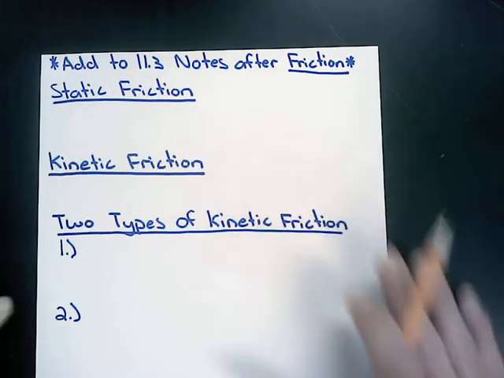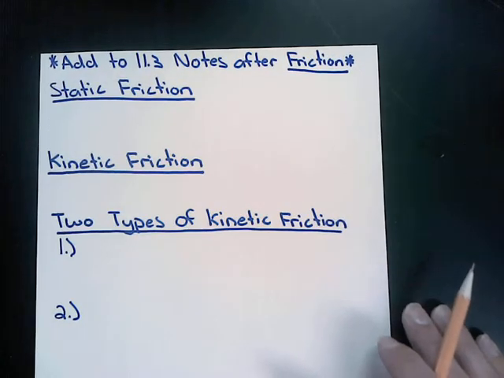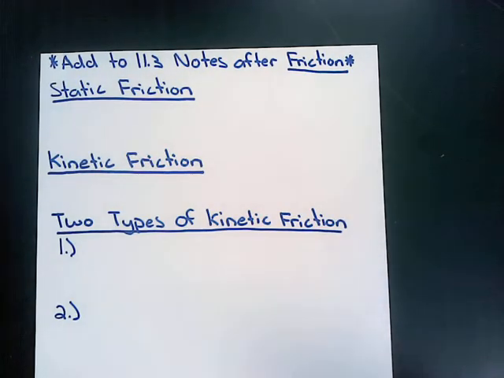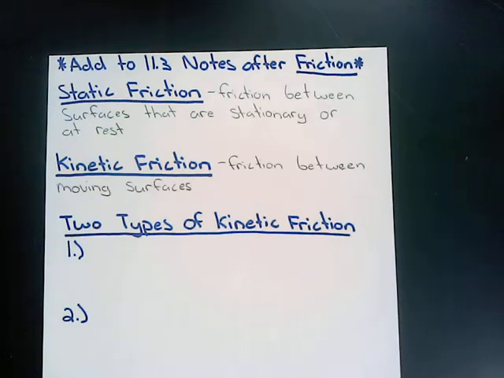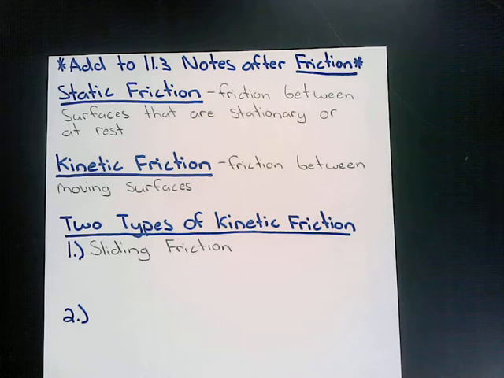The first one is static friction. Static friction is the friction between two surfaces that are stationary or at rest. Kinetic friction, on the other hand, is friction between moving surfaces. We can further classify kinetic friction under two different types. The first of these types is known as sliding friction, and sliding friction occurs when objects slide past each other.